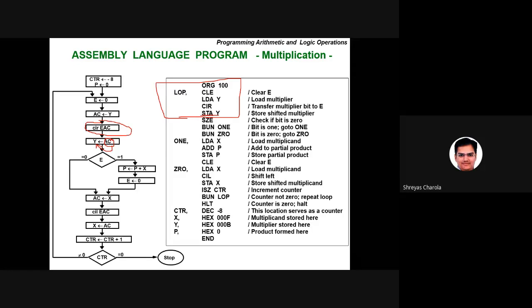Is it clear or not? Okay. Now, what is this? SZE. Here I need to skip this step. If it is 1, if it is 0, I directly need to go here. Okay. Now here, skip if E is 0. If it is 0, skip this step and directly go to 0 here.